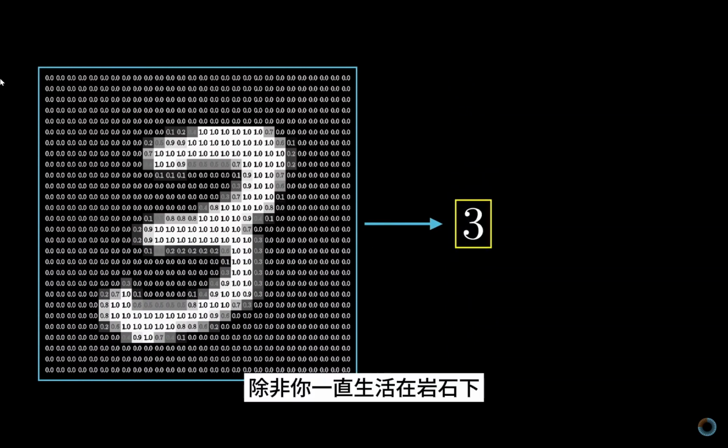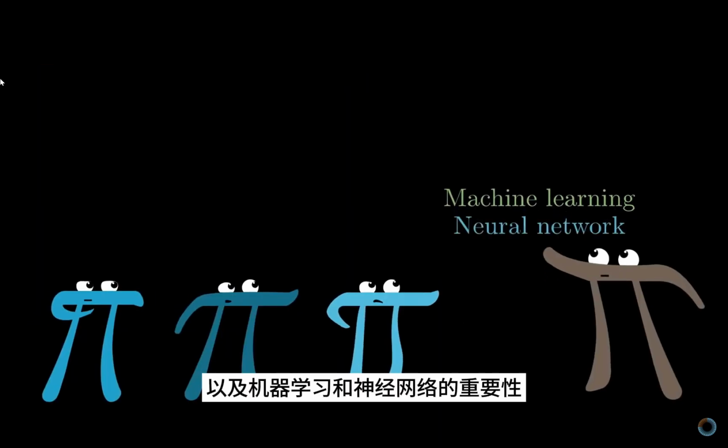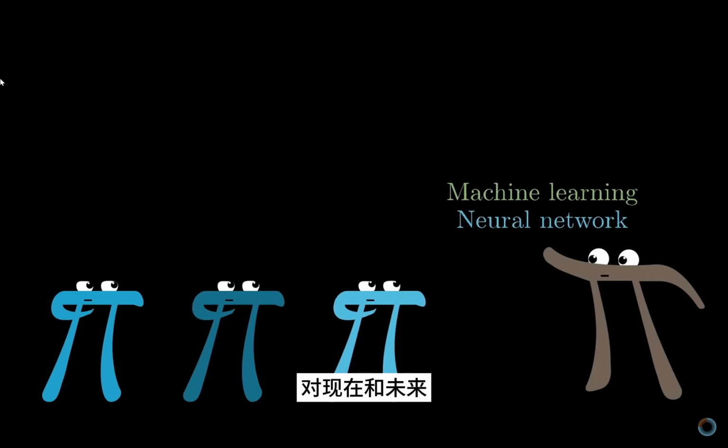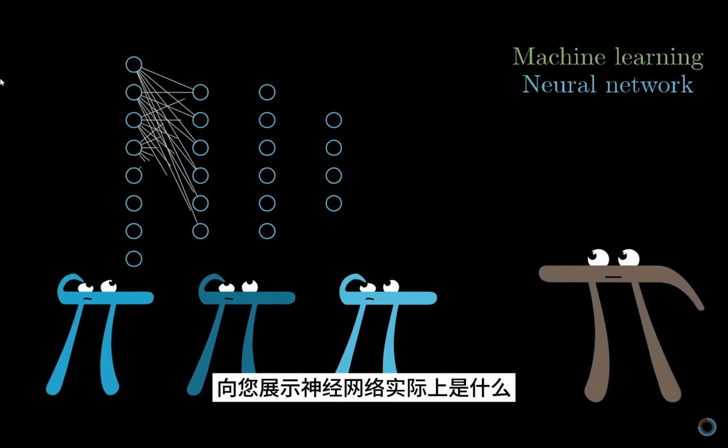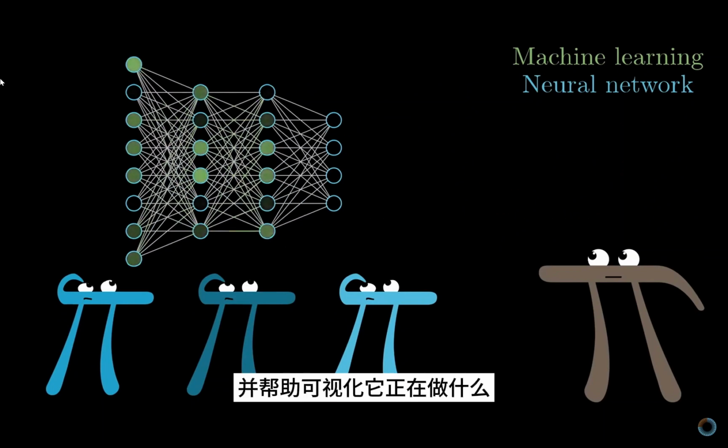Unless you've been living under a rock, I think I hardly need to motivate the relevance and importance of machine learning and neural networks to the present and to the future. But what I want to do here is show you what a neural network actually is, assuming no background, and to help visualize what it's doing.